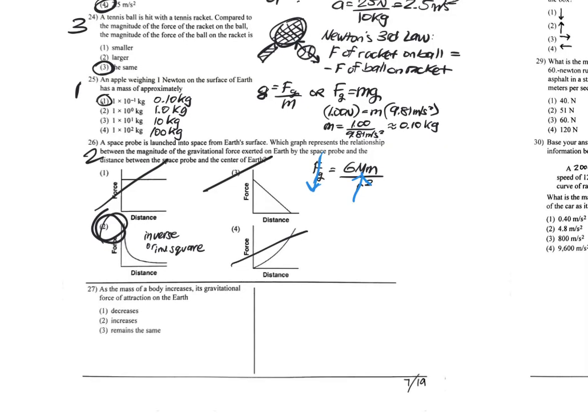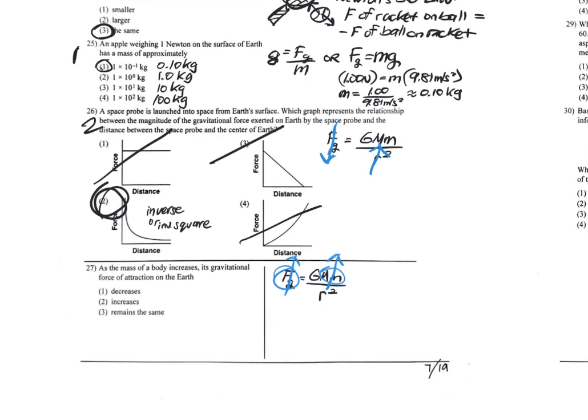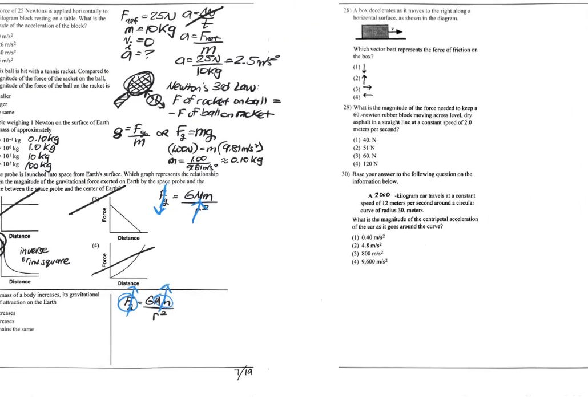And then similar to 26, using the same equation, this relationship shows mass versus gravitational force, and as mass increases, gravitational force increases, which is different than gravitational force and separation, where they have an inverse or inverse square relationship. And so it says if the mass increases, the gravitational force of attraction, otherwise known as its weight, increases. So that's going to be choice 2 for 27.